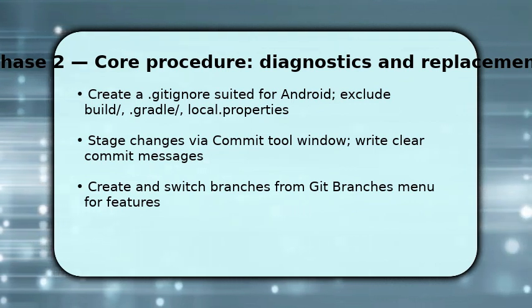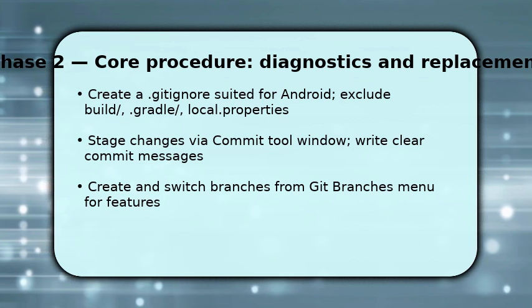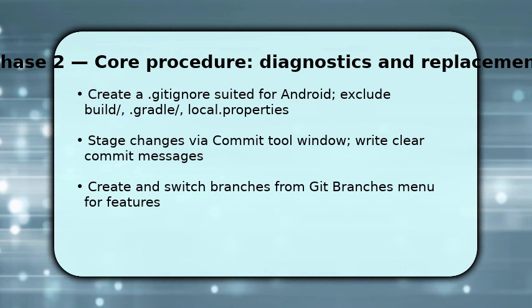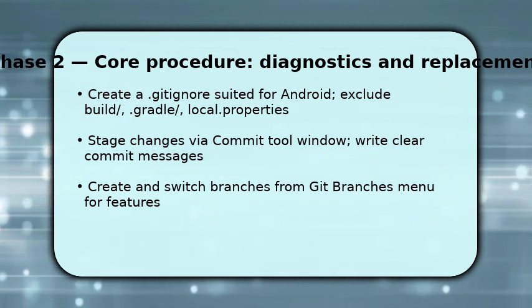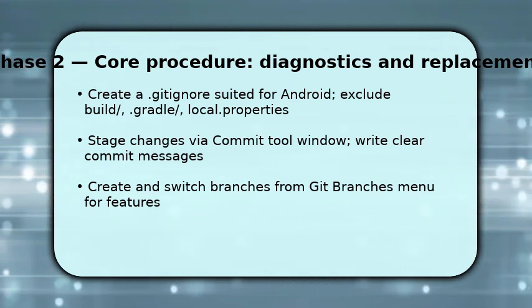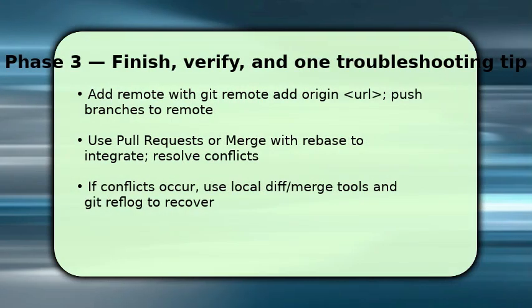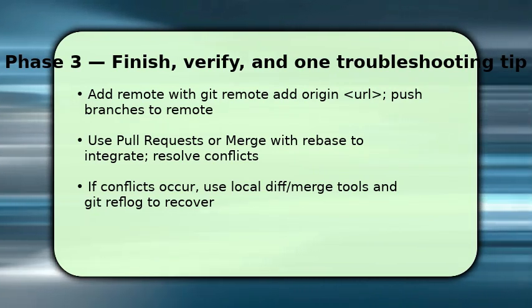changes. Once committed, create a feature branch from the Git Branches menu to isolate work. This keeps master stable. Make sure to pull remote changes before heavy work to prevent merge conflicts later on. You finish by adding a remote and pushing your branch. git remote add origin your-URL, then git push -u origin branch-name so collaborators see your work.